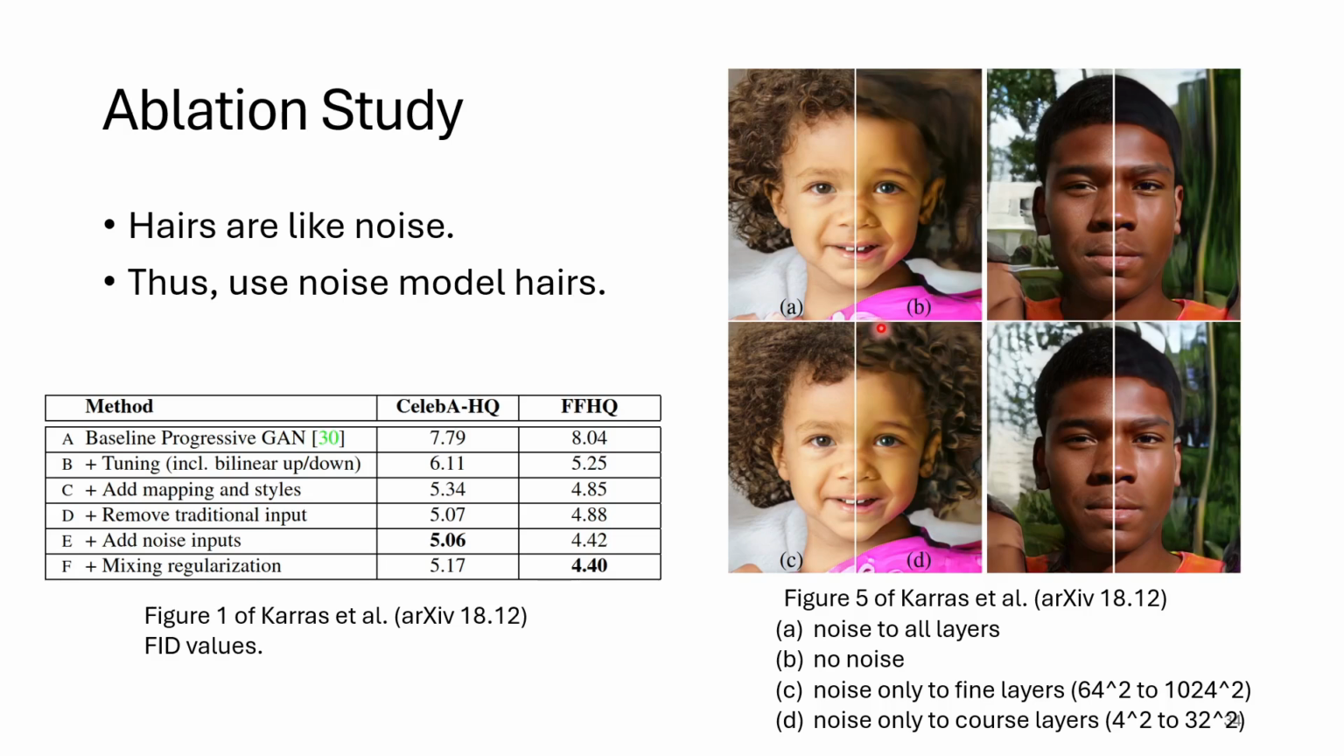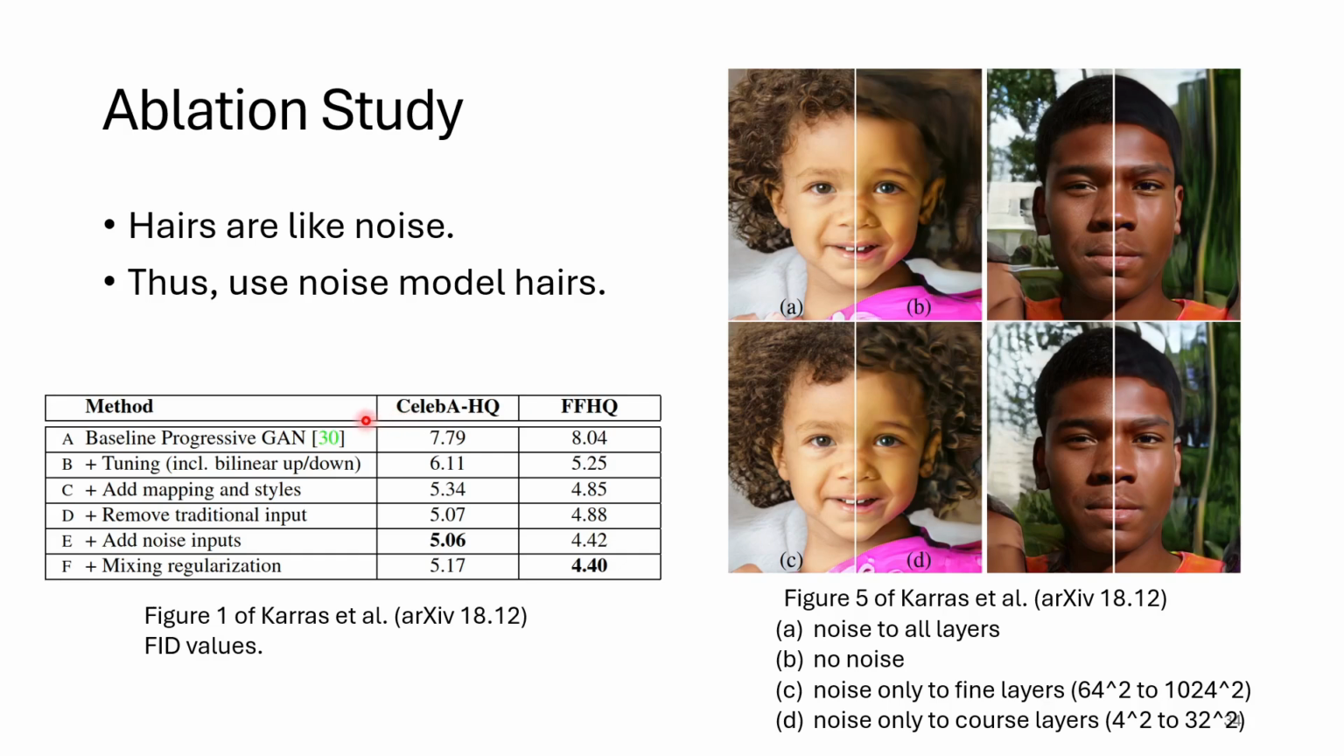So they add noise to every layer, and they will generate the result. Okay, here is the FID number. FID is the metric they use to measure whether their baseline, Progressive GAN, has the largest FID.